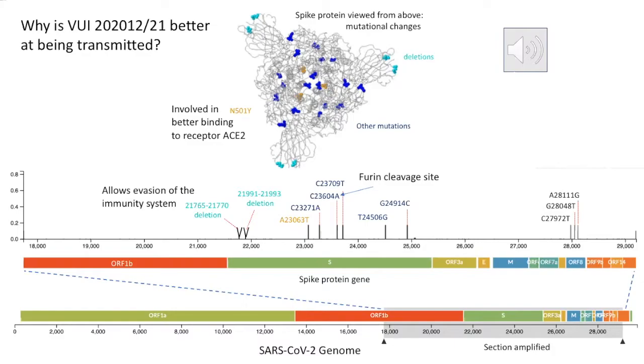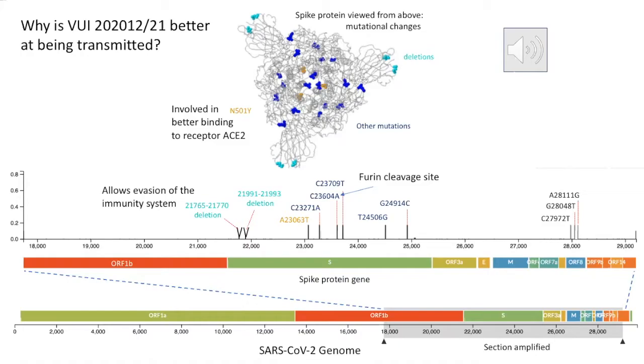The second important mutation is the one that occurs at ribonucleotide position 23604. This mutated change creates an additional furin cleavage site necessary for the spike protein to be cleaved so that it can enter the host cell. So this mutation improves viral entry into the cell. So just these two mutations alone allow for a greater transmission.